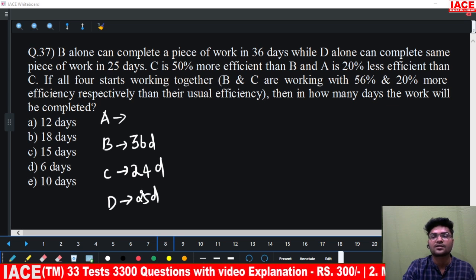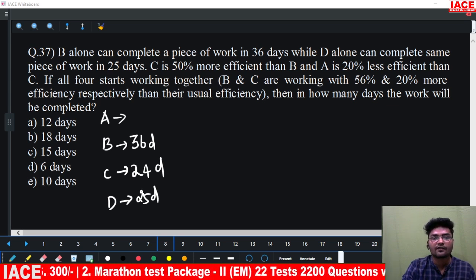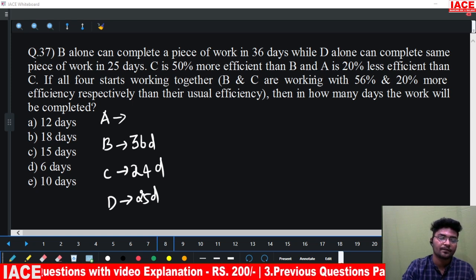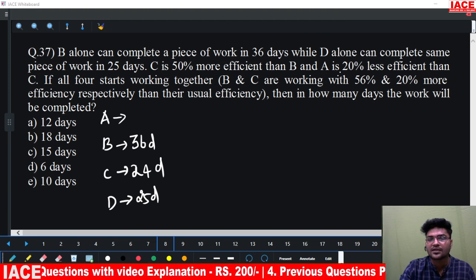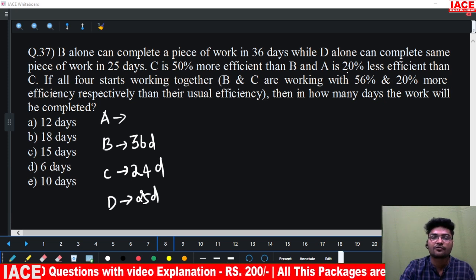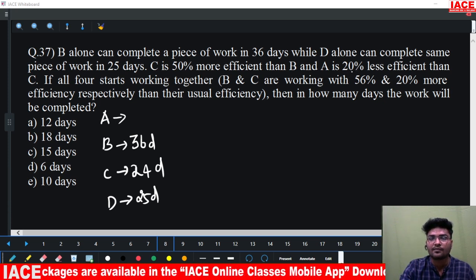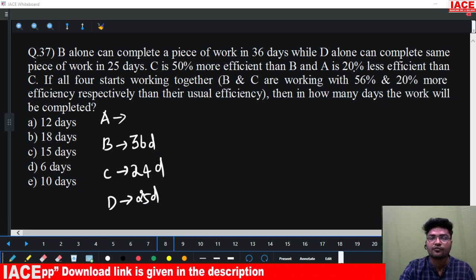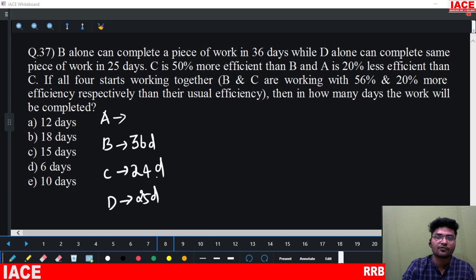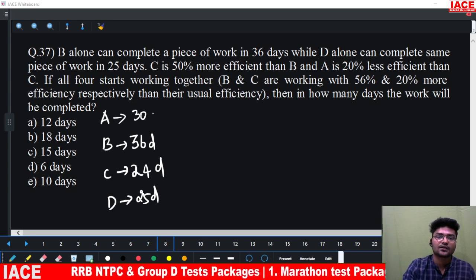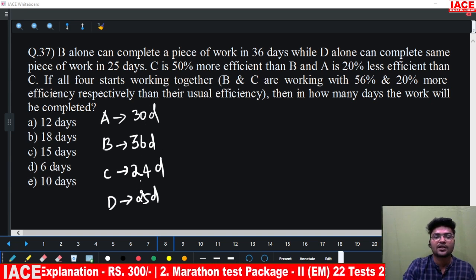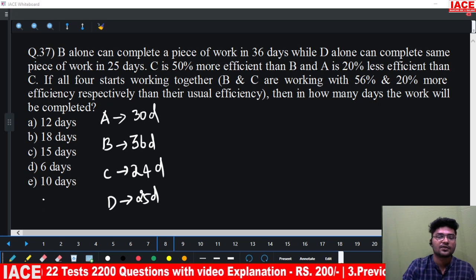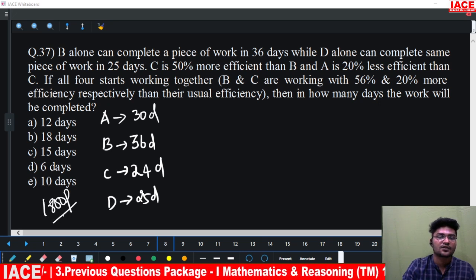A is 20% less efficient than C. If A is 20% less efficient than C, that means if C is doing 5 parts, A is doing 4 parts. If A is doing 4 parts, the time taken ratio will be 5 is to 4. That means 4 parts is 24, 5 parts will be 30 days. Now once this is done, I have to take the LCM. I'll take 1800 parts. This is my total work.